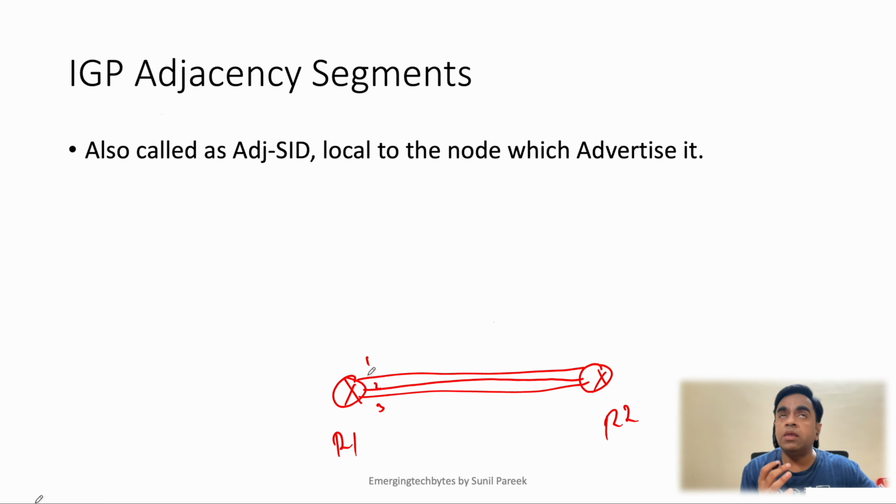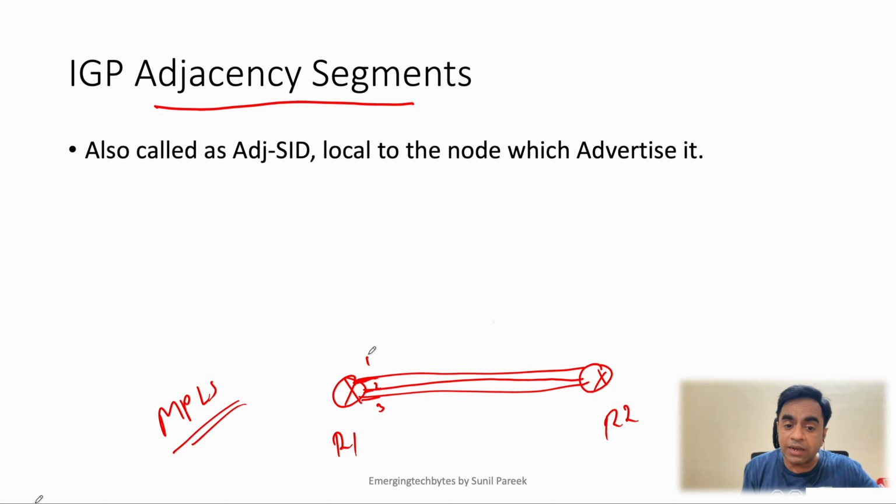But what if I want to mandate that from R1 to R2, the traffic should only pass via link number 1? And remember, this is an MPLS data plane that we are talking about here. That means the packets being forwarded in the data plane are labeled packets. So how can I ensure in the MPLS data plane that the packet should pass via link 1 only when it is up? That is what the adjacency SID helps us do.